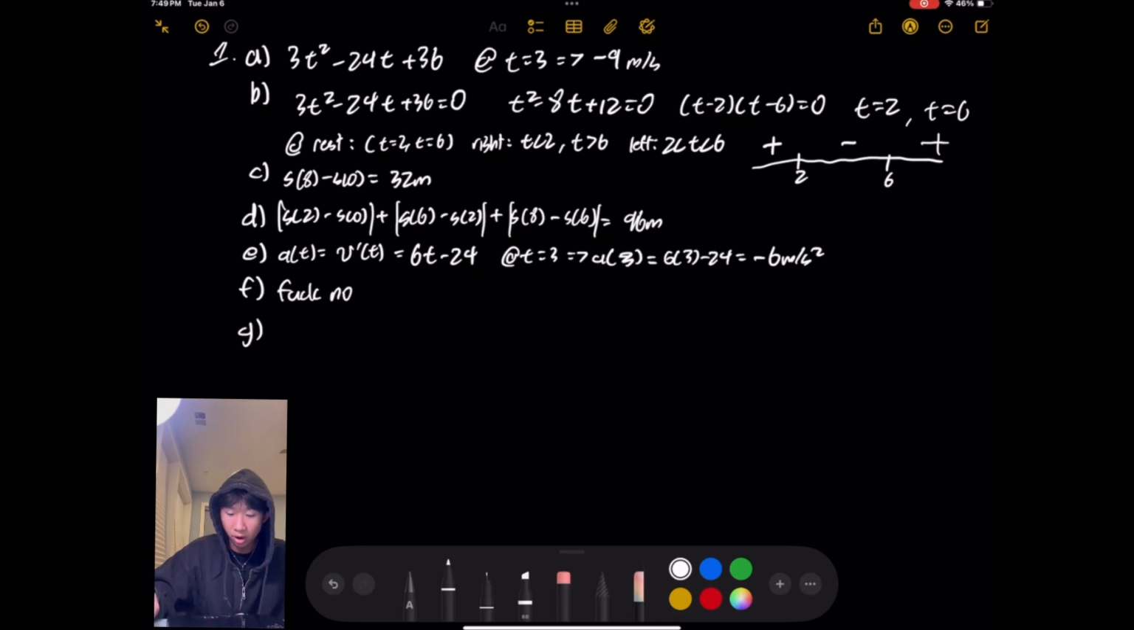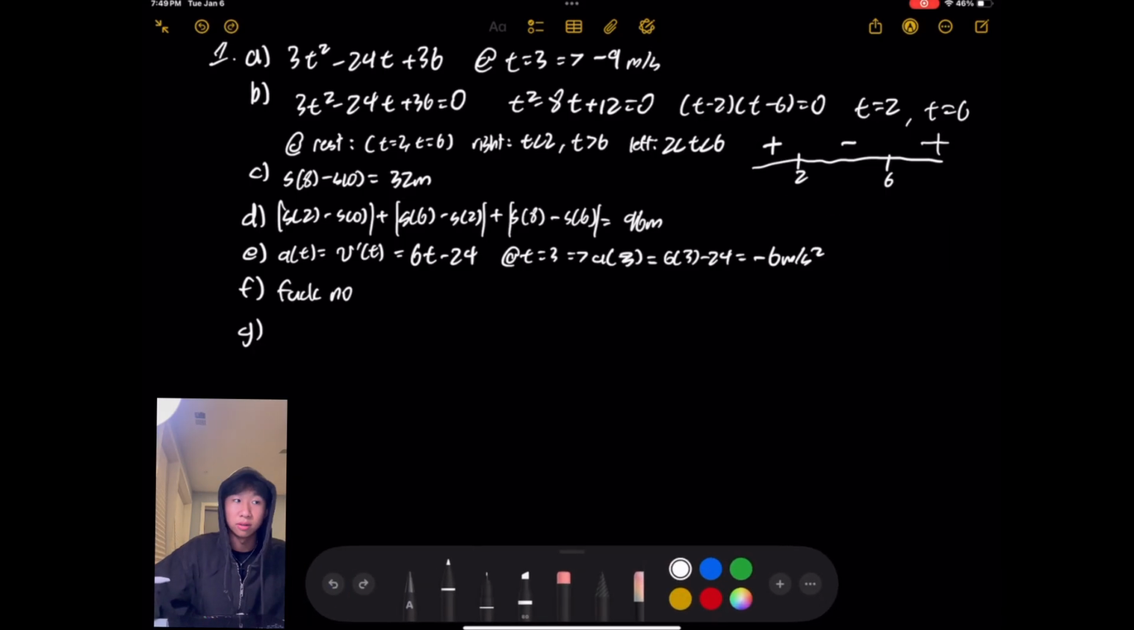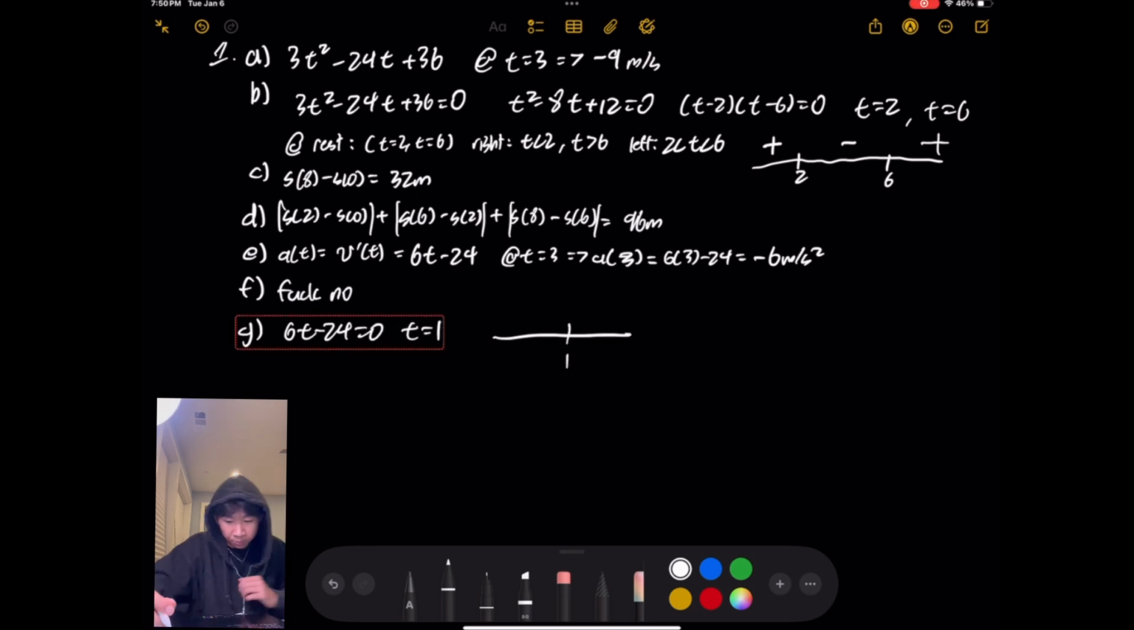So we already have this sign chart that I circled over there for velocity, so we know when velocity is positive and negative. We have to do the same thing to know when acceleration is positive and negative. To know that, we must set it equal to 0 to find when it's 0, and then do the same thing as we did with this. So we say 6t minus 24 equals 0, and that gives us t equals 4. So we're going to draw a little mark at 4.